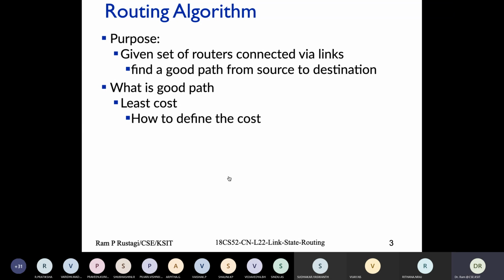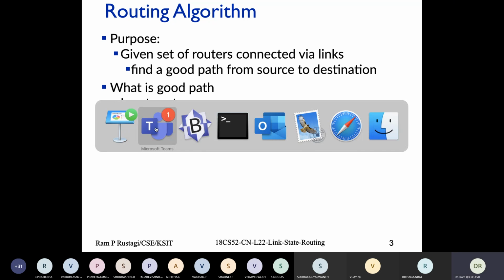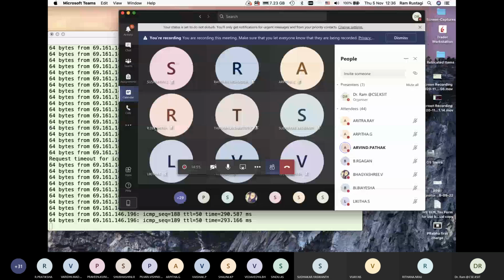I typically take a different example. Let's say you need to go from here to Mysore. What is the cost? Anyone would like to answer? If I need to go from here to Mysore, what is the cost?